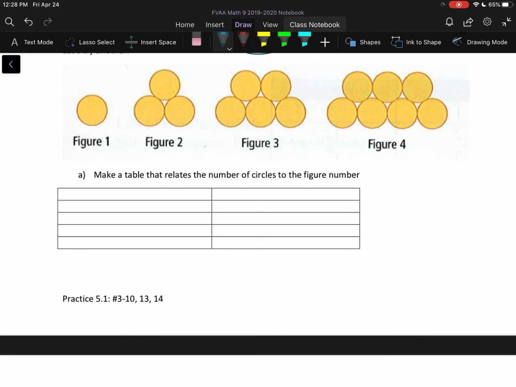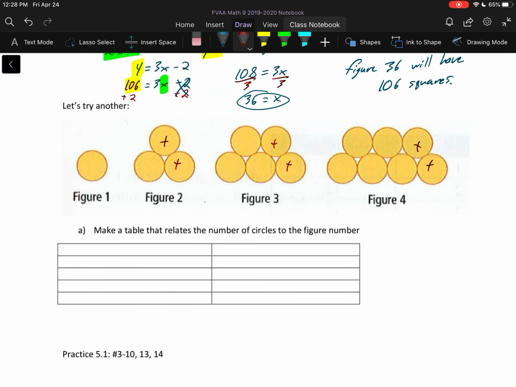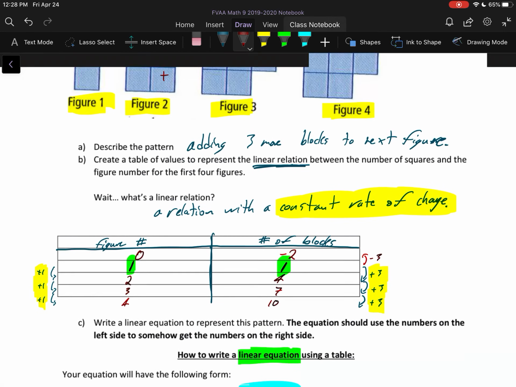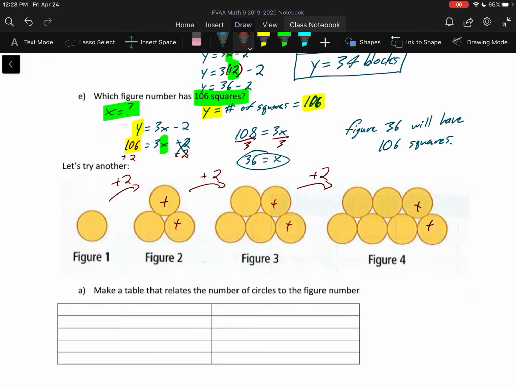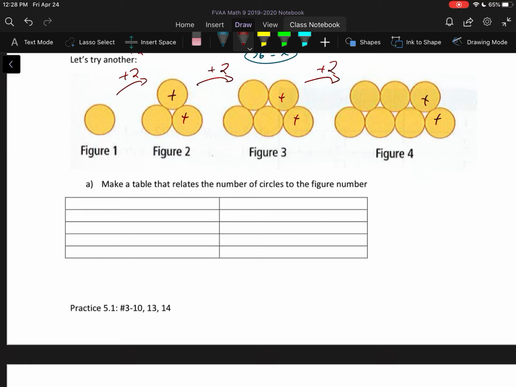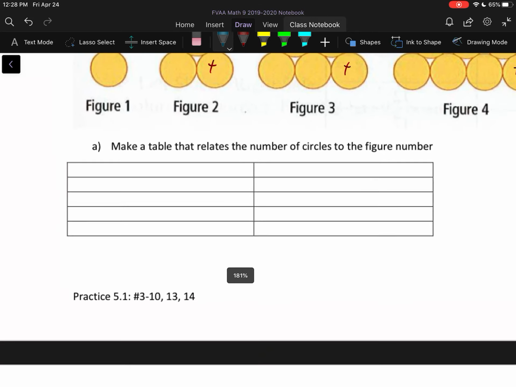Let's try another one. This one is another figure kind of situation, geometric kind of situation here. From figure 1 to figure 2, I'm adding 2 blocks, and then 2 more blocks each figure, right? So here it's just plus 2, plus 2, plus 2. Pretty similar to what we had here. This was plus 3, plus 3, plus 3. Here we're just plus 2, plus 2, plus 2. So again, we're going to make a table for the relation.